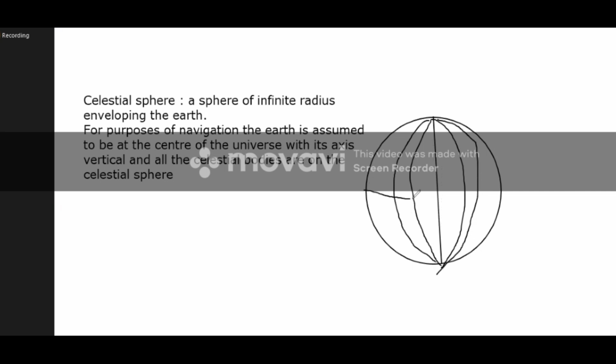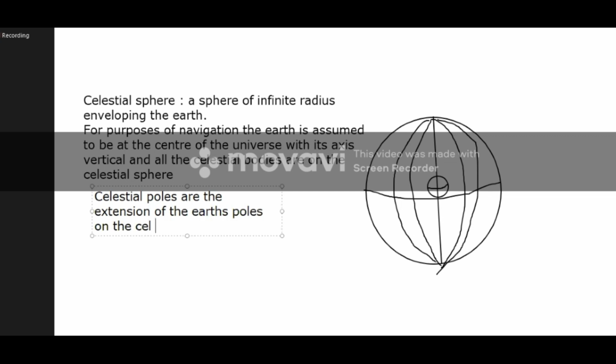And so now we can say that the equator, what was the Earth? Earth was at the center of the celestial sphere. So it is a projection of the Earth. So the Earth's equator, now that will be projected as the equinoctial. So we can say that the celestial poles are the extension of the Earth's poles on the celestial sphere.